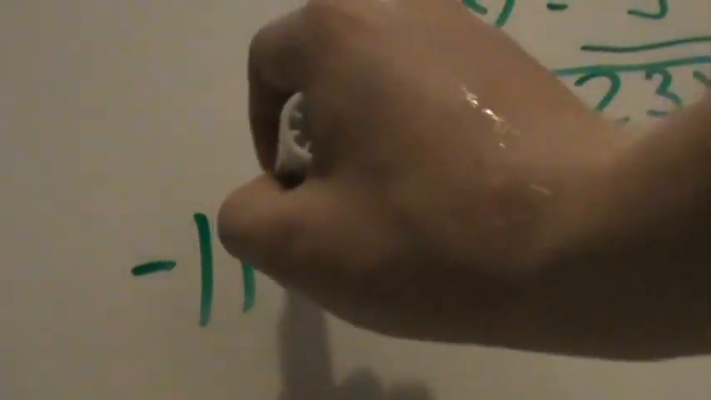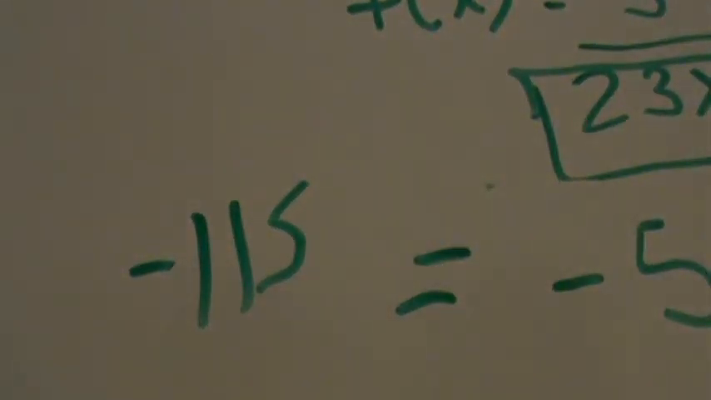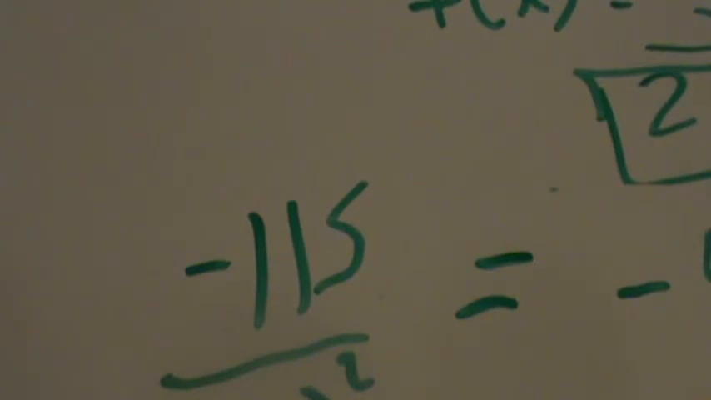So what is this equal to? This is equal to negative 115, because negative 5 times 23 is negative 115. And then this is over 23x squared. Look at that. We got the same exact derivative using product rule as we did with quotient rule. So they are in theory the same thing.